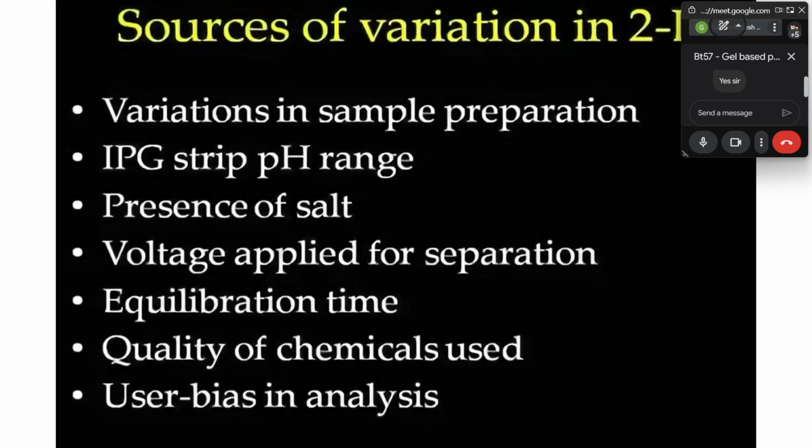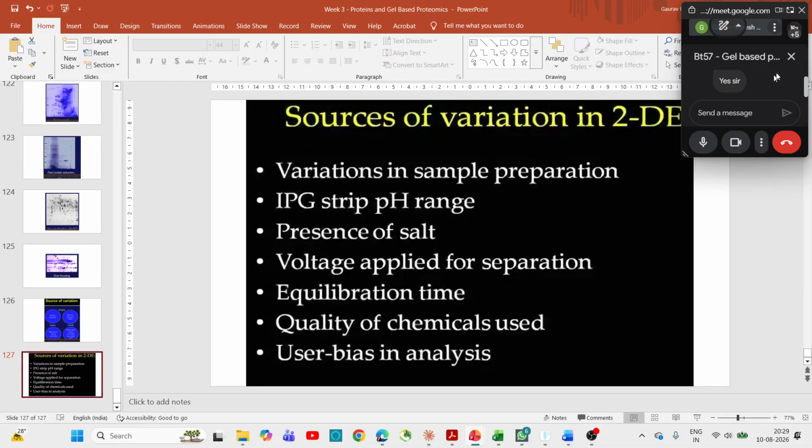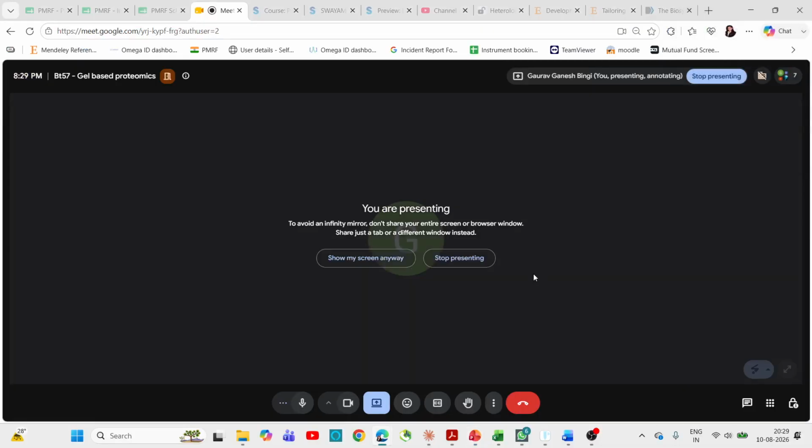So sources of variations can be because of the sample preparation, can be because of the technique which you are using, like during the IPG strip, whether the pH ranges were different. Because of the presence of salt, the gel image might not look properly. The way we have run your samples, whether in low voltage, high voltage, if that is changed, then your proteins will also look something different on the gel. Equilibration time point, so all those procedural changes, manual errors can lead to change in your gels. Those are the few challenges associated with two-dimensional gel electrophoresis.